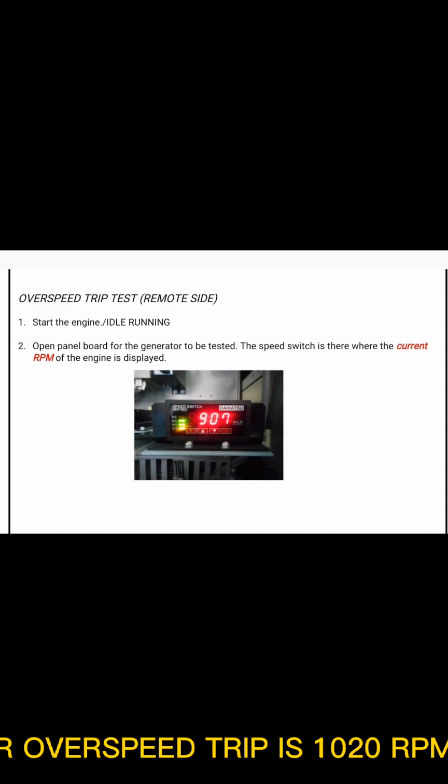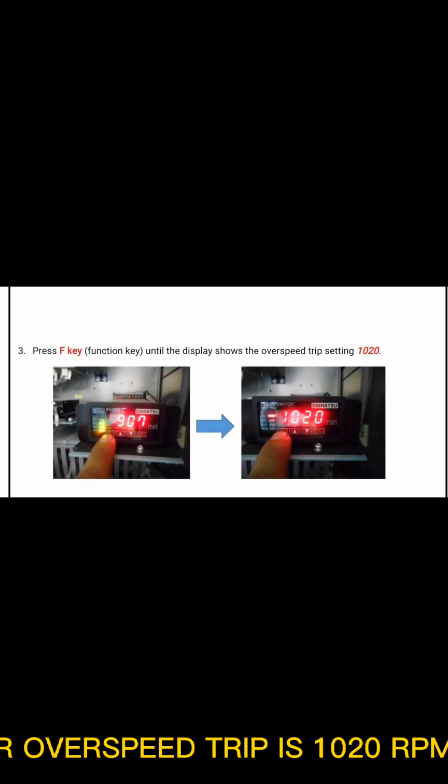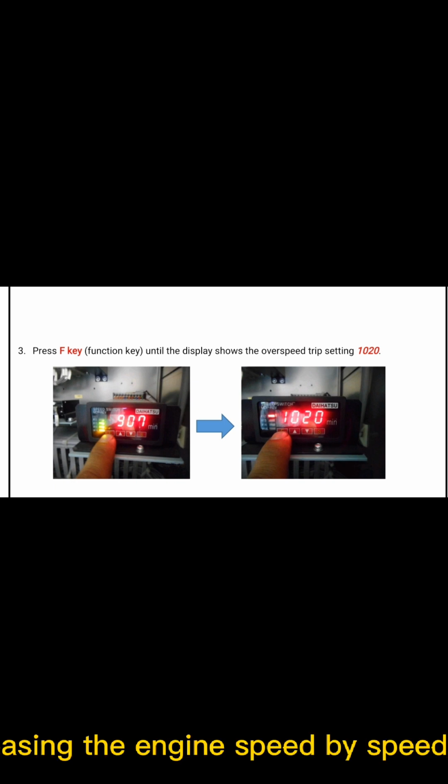The display shows the actual RPM of your auxiliary engine. If your engine is normally running at 900 RPM, then your overspeed trip is 1020 RPM. That's almost an 11% increase over the normal speed, when 900 is your normal engine RPM. According to the manual, it can be tested by increasing the engine speed by the speed adjuster at no load condition. Overspeed trip will cut out the fuel supply at 115% of normal speed.